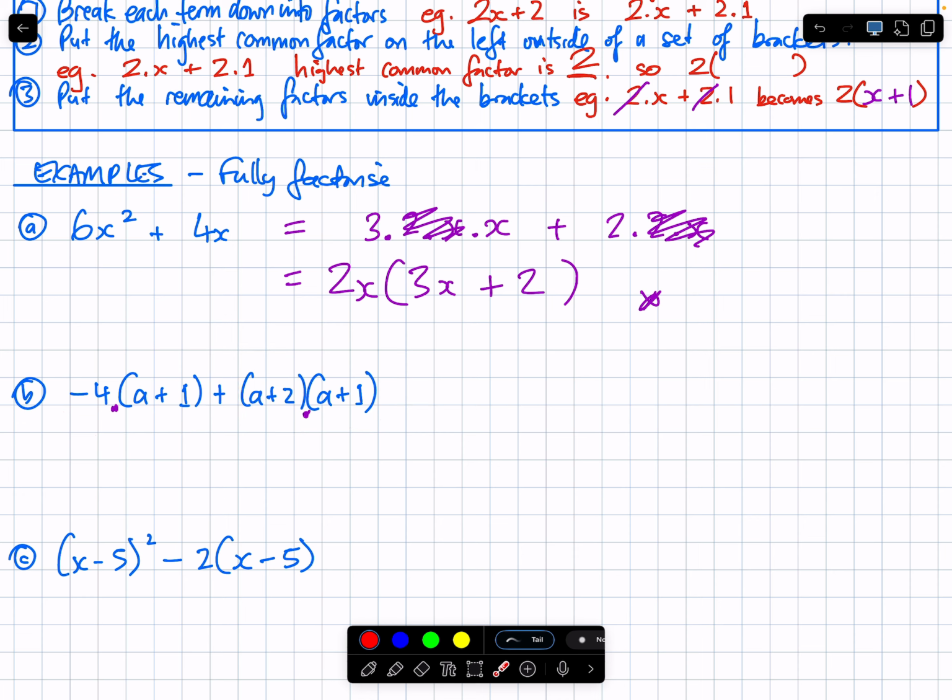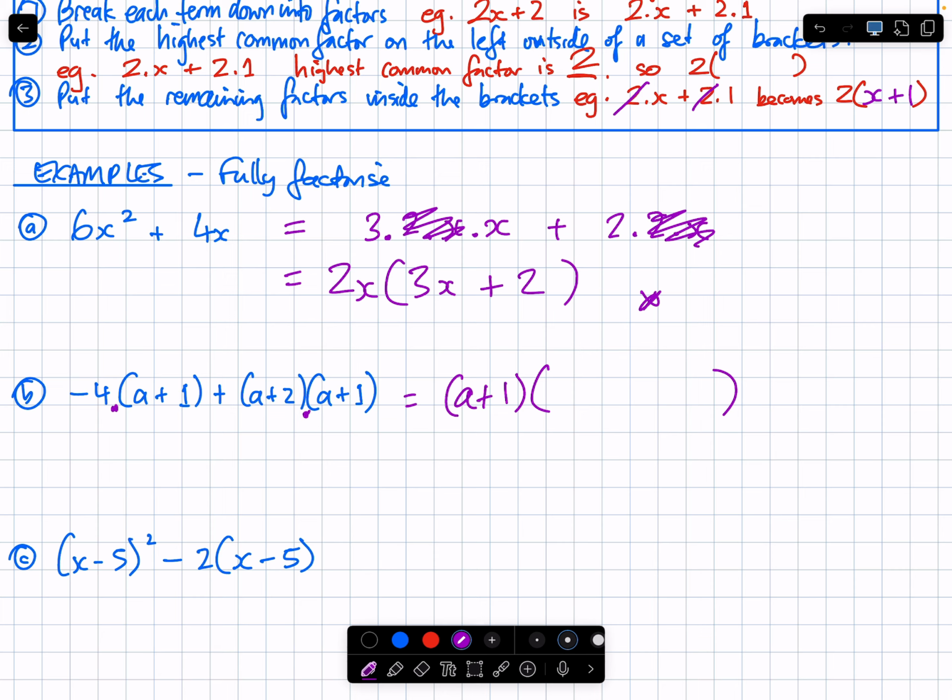A plus 1. Good. And what did we do last? What was the common thing here? 2. What did we do to it? We put it on the left outside a set of brackets. So we're going to do the same thing. Correctly, he said, A plus 1 is the common thing. And where does that go? On the left, outside of an empty set of brackets.